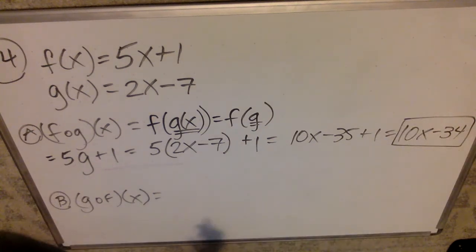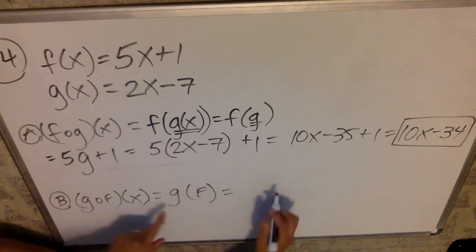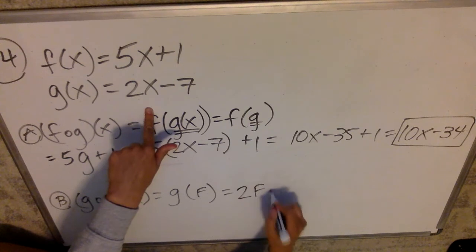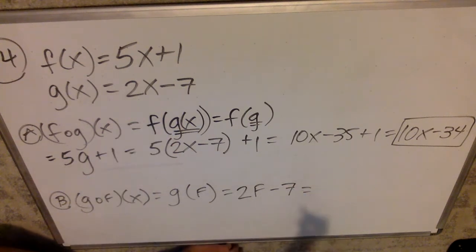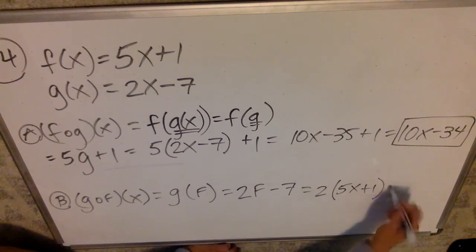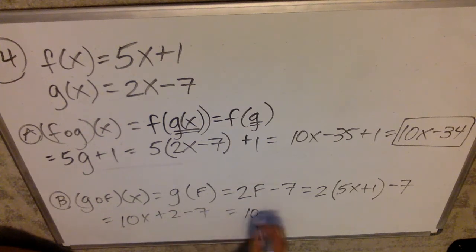Right? For g of f, that's g outside f, if that's an easier way to think about it. So in the g function, I'm going to replace all the x's with f, so I'm going to get 2f minus 7. So that's going to be 2 times the f function, which was 5x plus 1, all minus 7. So when I distribute, I seem to get 10x plus 2 minus 7. I get 10x minus 5.